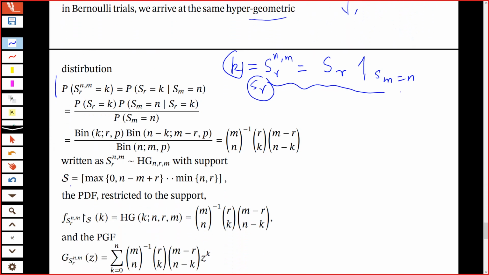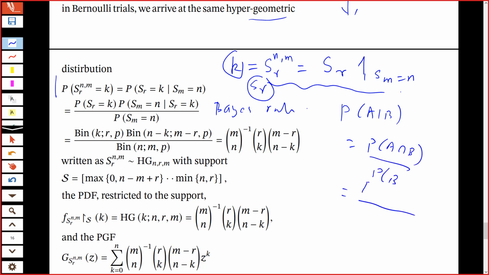और इसके बाद मैं सिर्फ लगा लेता हूं बेस रूल. कौन सा रूल? बेस रूल में आपको पता है कि P of A given B can be written as P of A intersection B over P of B, और P of A intersection B को आप उल्टा लिख सकते हैं, P of A, P of B given A. Yes, you can do that.